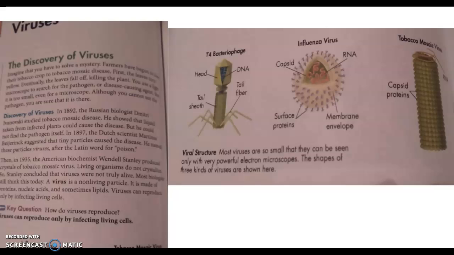In 1892, the Russian biologist Dmitry Ivanovsky studied tobacco mosaic disease. He showed that liquid taken from infected plants could cause the disease, but he could not find the pathogen itself. In 1897, the Dutch scientist Martinus Beijerinck suggested that tiny particles cause disease. He named these particles viruses after the Latin word for poison.